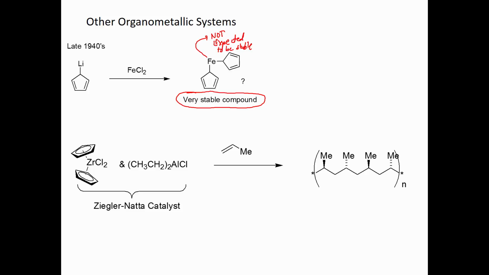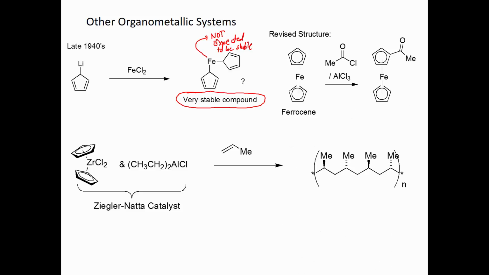Okay, and so the structure that was proposed instead of that one is this one, which is known as a sandwich compound, where the metal is bound to the whole delocalized aromatic system of the cyclopentadienyl ring. Okay, and ferrocene is the structure we're looking at.